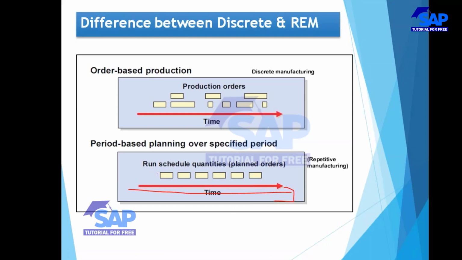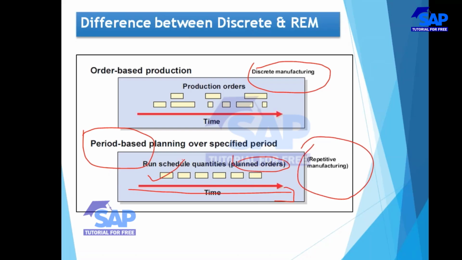You create a run schedule quantity, using planned orders, and then using that you will be continuously producing. That is what repetitive manufacturing is. It's basically period based or quantity based. For a certain period you will create one planned order, and with that you keep on producing the product. We already discussed discrete manufacturing in our previous classes. Now today we are covering repetitive manufacturing.